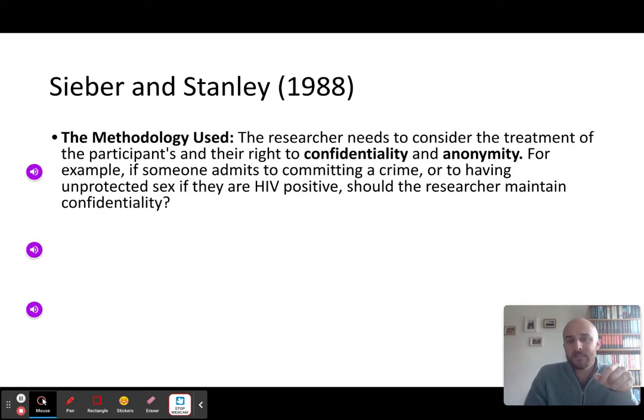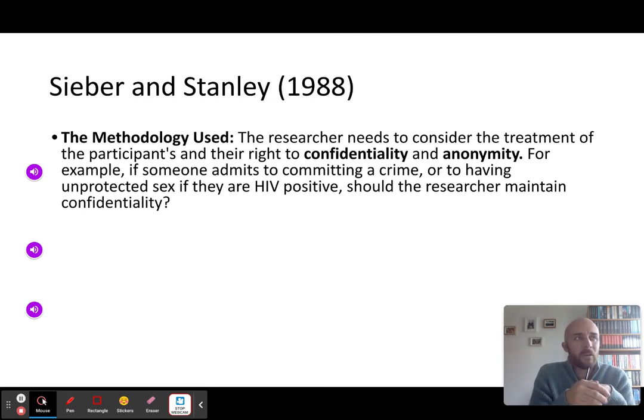So the second one to take into account is the methodology used. So is it offensive to people? Is it not well done ethically, like Milgram, for example? Did you keep confidentiality? Are you keeping them anonymous? And I do have a bit of a conundrum here, actually. Look at this example just here. If someone admits to having unprotected sex, if they're HIV positive, should the researcher maintain confidentiality?